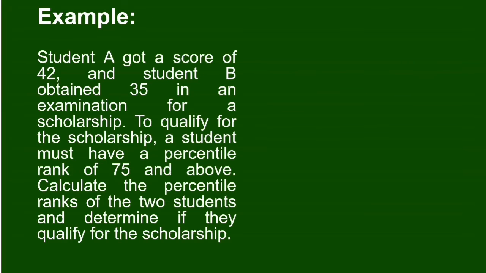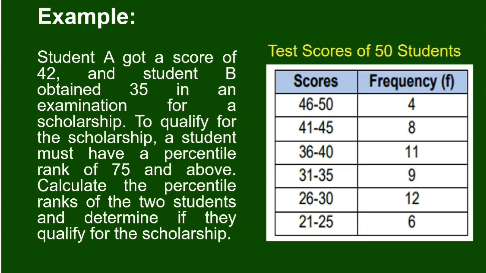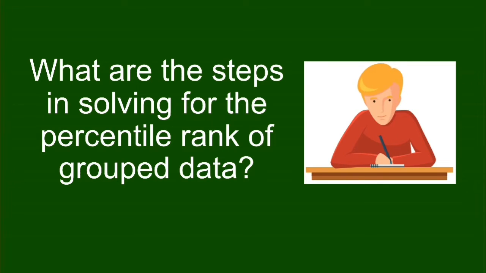For example, student A got a score of 42 and student B obtained 35 in an examination for a scholarship. To qualify for the scholarship, the student must have a percentile rank of 75 and above. Calculate the percentile ranks of the two students and determine if they qualify for the scholarship. So here is the table showing the scores of 50 students. So what are the steps in solving for the percentile rank of group data? Step number 1. Complete the table.